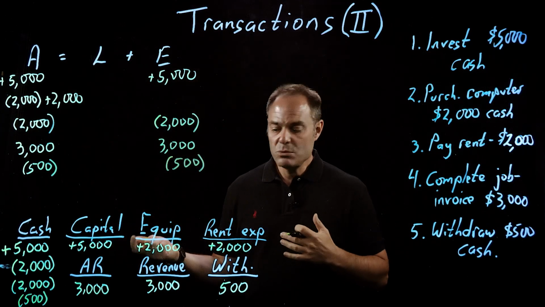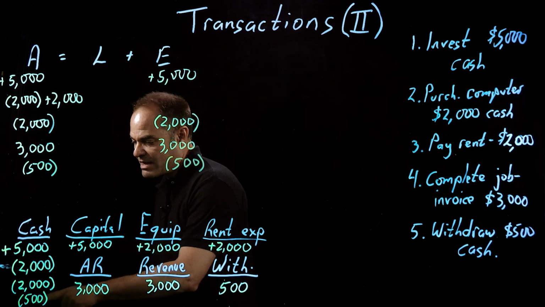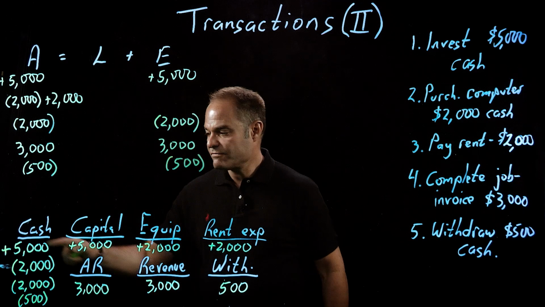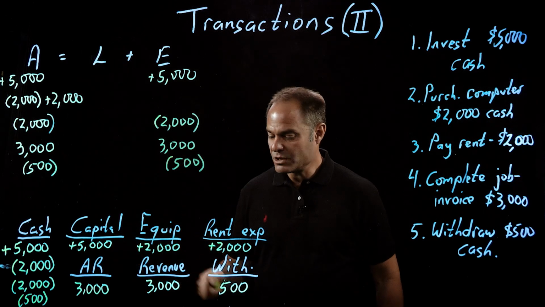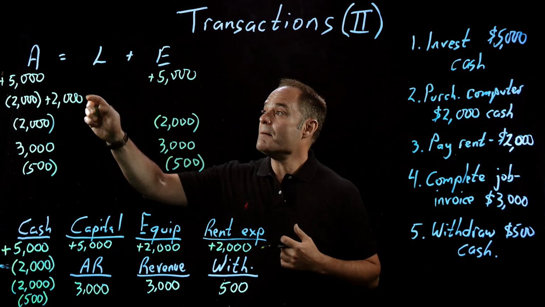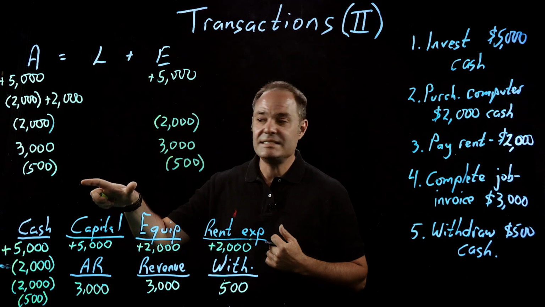Now, that actually works. And you can see that we can add this up and figure out that he's got $500 left of cash from the original $5,000. He's got $5,000 of capital, some AR, some equipment, so on and so forth. And we've checked each of these against the accounting equation to make sure that everything stays in balance.